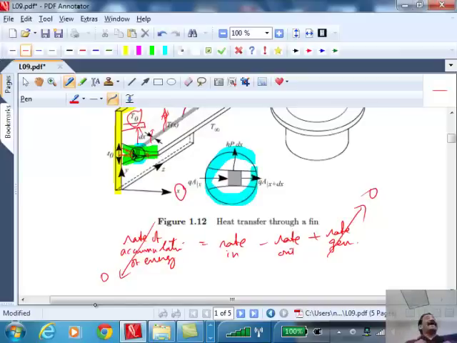Our task, yeah, sorry. What about rate of consumption? Good question. What about rate of consumption?